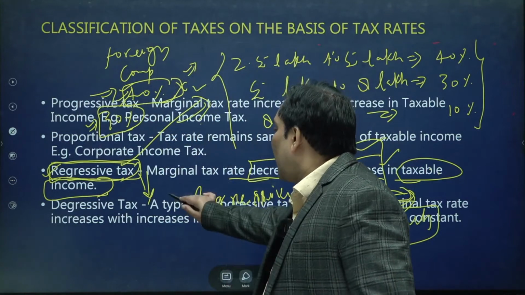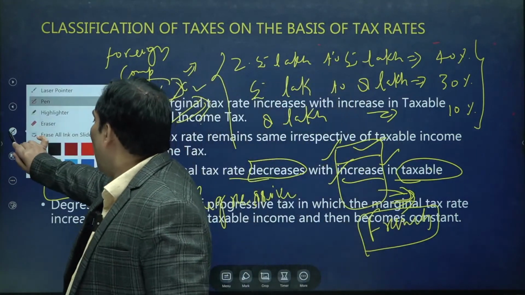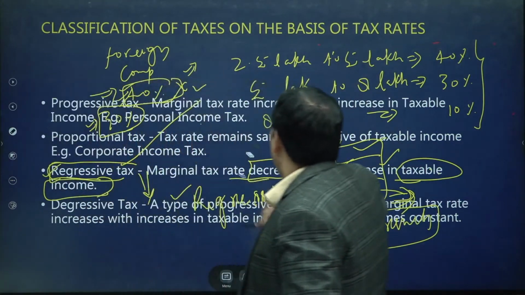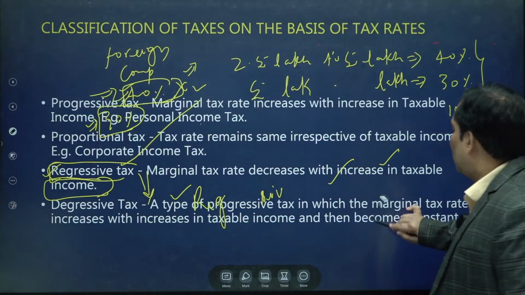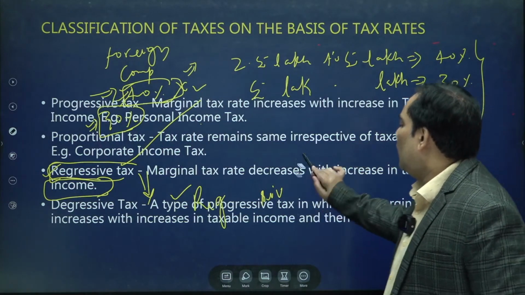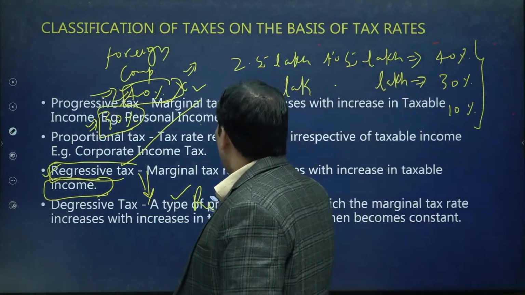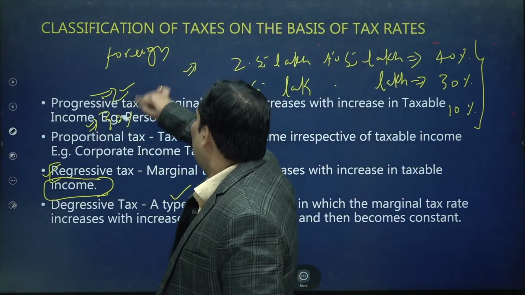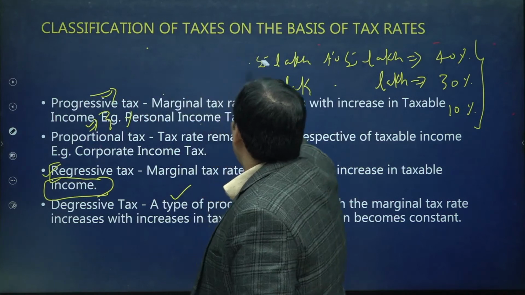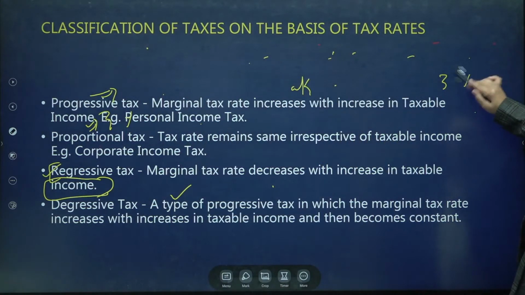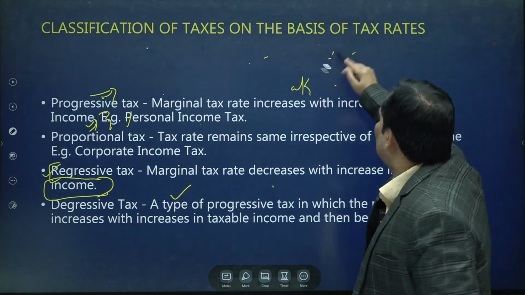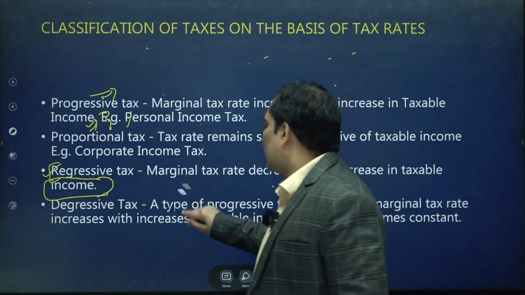What is the digressive tax system? Let me explain first. The digressive tax system is the system in which initially the marginal tax rate increases with the increase in taxable income. After a particular point, it becomes constant. And corporate income tax and personal income tax are examples of the digressive tax system.